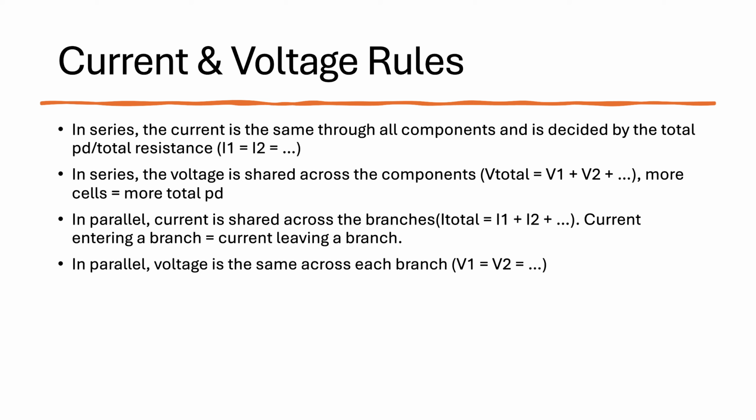Now, parallel kind of switches over, where current is now shared between the branches. So the total current equals the current of each individual branch added together. Remember that the current entering a branch will equal the current leaving it. And then with parallel, the voltage is the same across each branch. So the voltage in one branch equals the voltage in the other branch. So those are the important rules there.